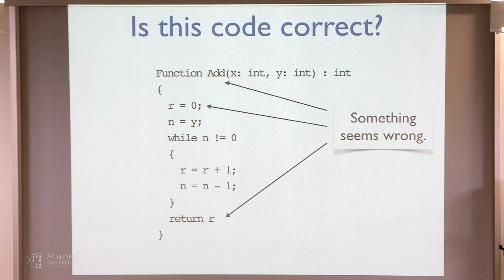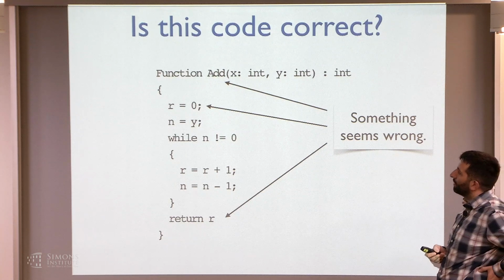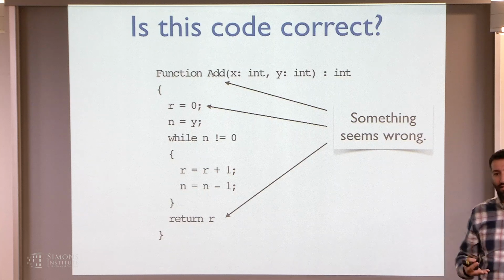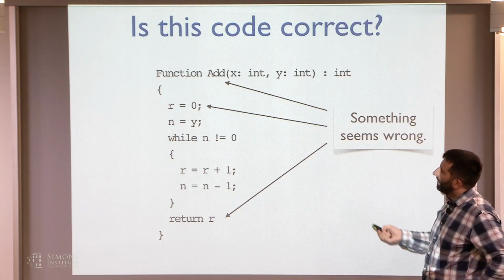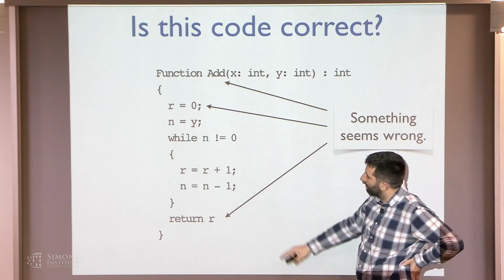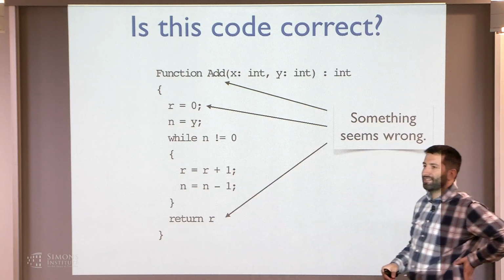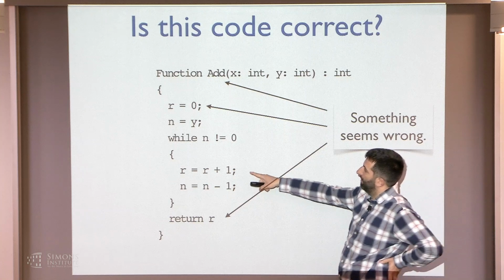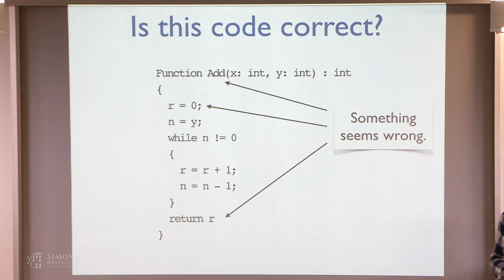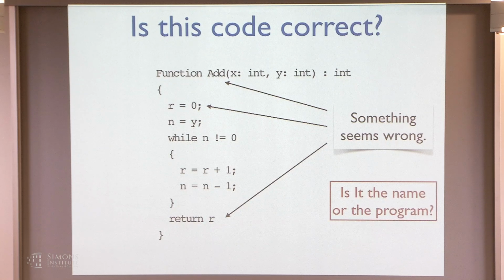Why is something fishy going on? Because this function is called add, so we expect that the programmer wanted to implement an addition function. But then the variable r, which is the one that in the end we return, is initialized to 0. And if we look at the loop here, we just increment it, and we increment it mainly according to y. So the result is just y. So something seems wrong, but as one of you pointed out, what is wrong here? Is it the name or the program?